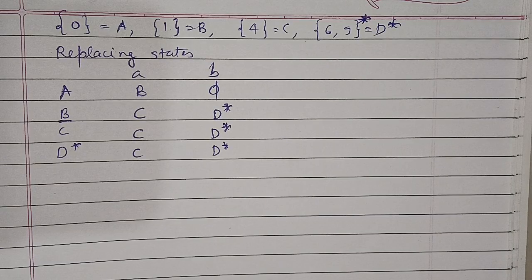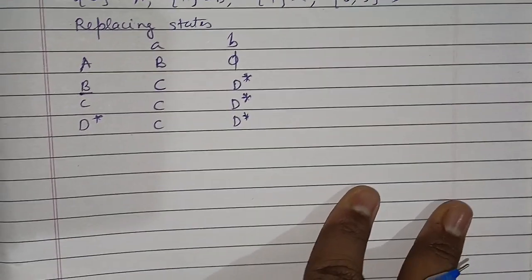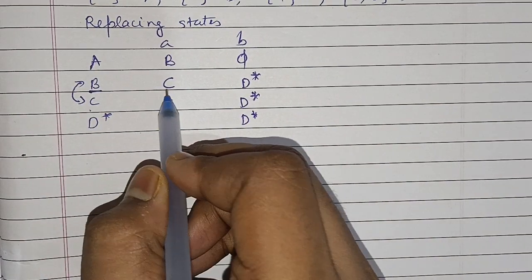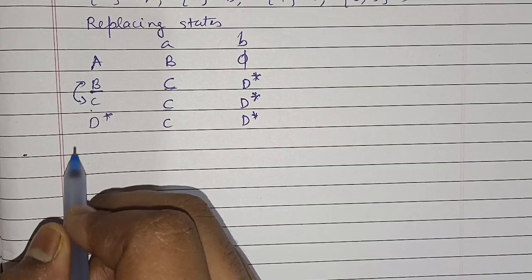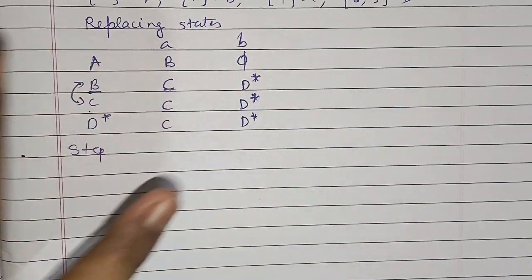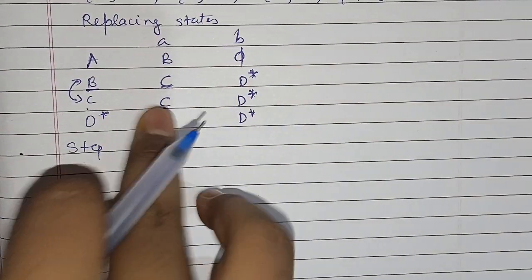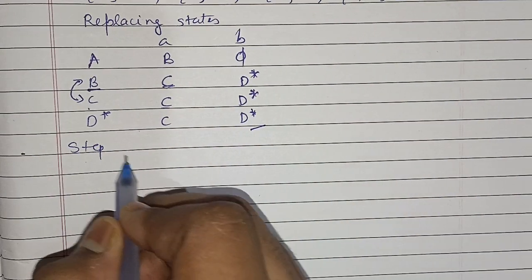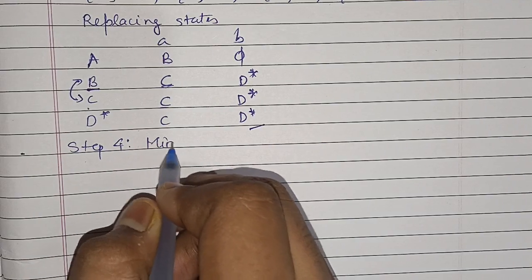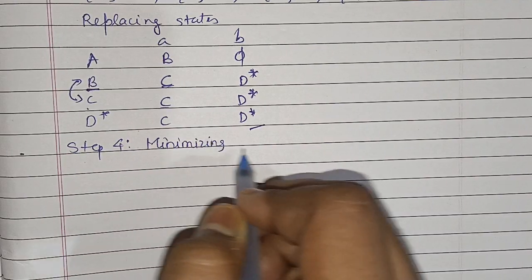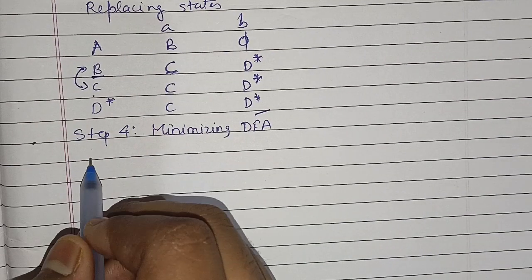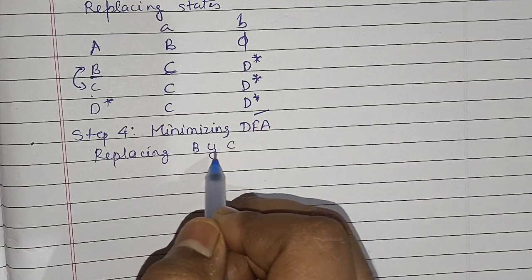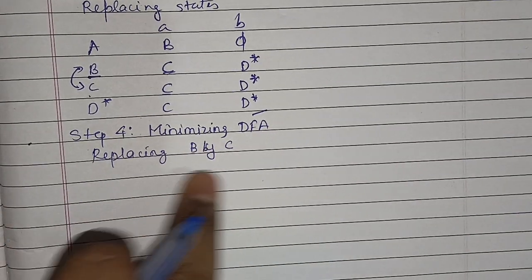Now see, we have to minimize it. As you can see, these both are non-final states and both are having the same transition, so I can minimize it. If these two transitions were not equal, we would stop here only by drawing the transition diagram. But since minimization is possible, we will do that. Minimizing the DFA, replacing B by C.